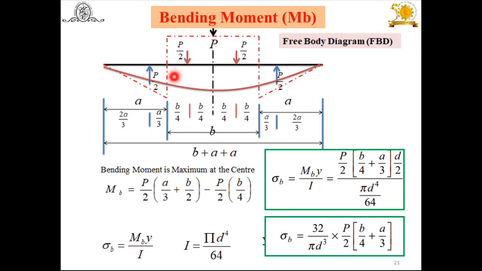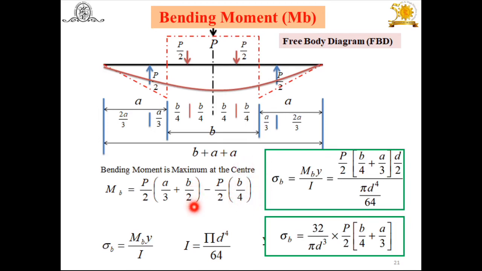And here, this is opposite to this P by 2, minus P by 2. That's why minus P by 2 into this distance. This distance means b by 4. Here it is mentioned. Then again, take P by 2 common outside. What is remaining inside? a by 3 plus b by 2 minus b by 4, bracket complete.